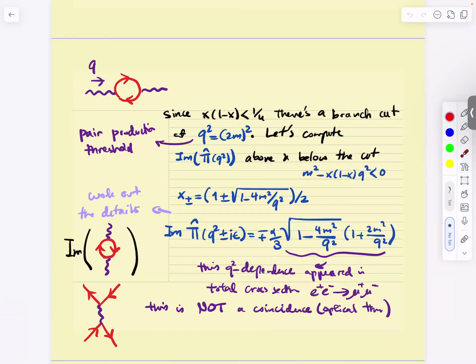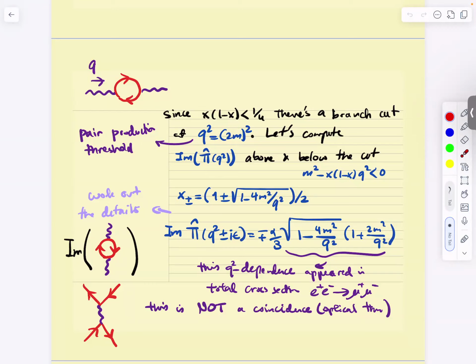Something weird happens when the incoming photon has energy which is twice the mass of the fermion. You could pair produce on shell. When your incoming photon doesn't have that much energy, you still have a diagram, but it's never on shell. Right? But now it could be on shell. So if you have enough energy to pair produce, something happens. That's the first observation.